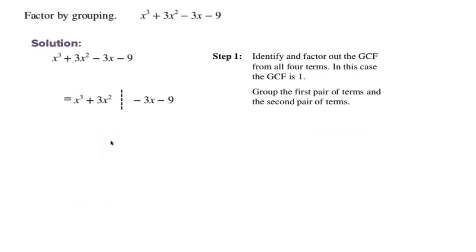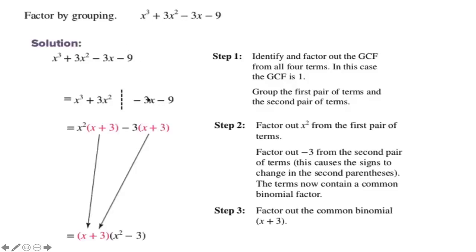Let's see another example. Again, there's nothing in common for all four, so let's break this up into the first two terms and the last two terms. The GCF of this is x squared, and the GCF of this is -3. So pull those out. And notice again, I have something in common: x plus 3, x plus 3. I pull that out of both, and what I have left is x squared and then -3. Again, this only works if, having done this, I have something in common here.